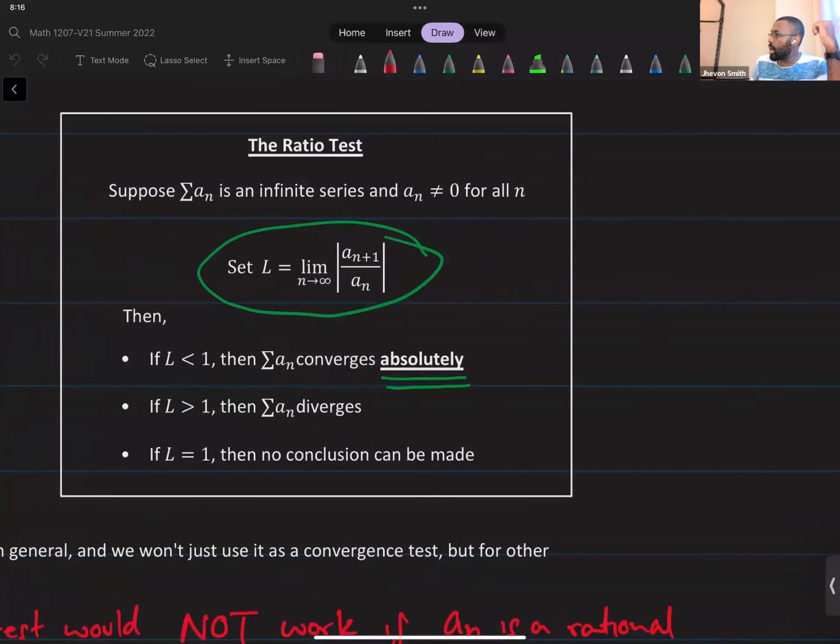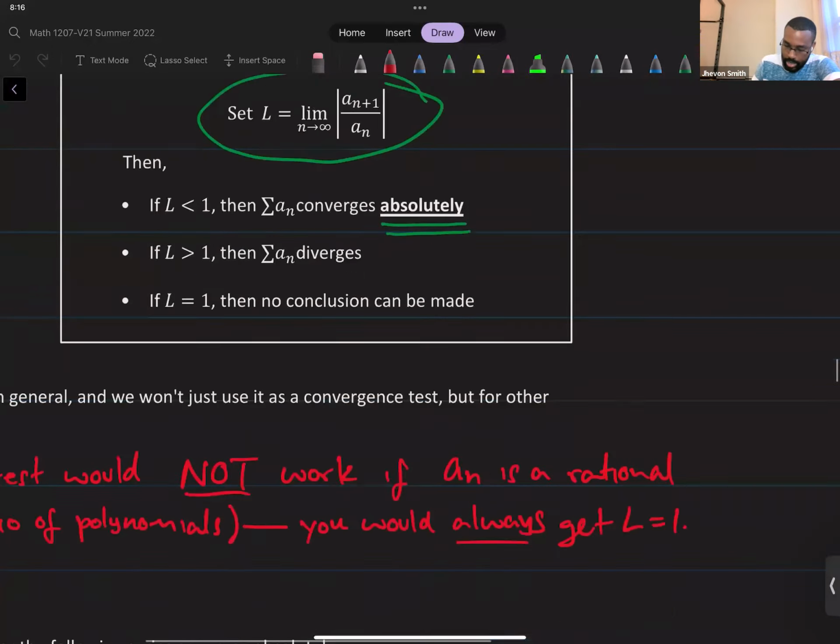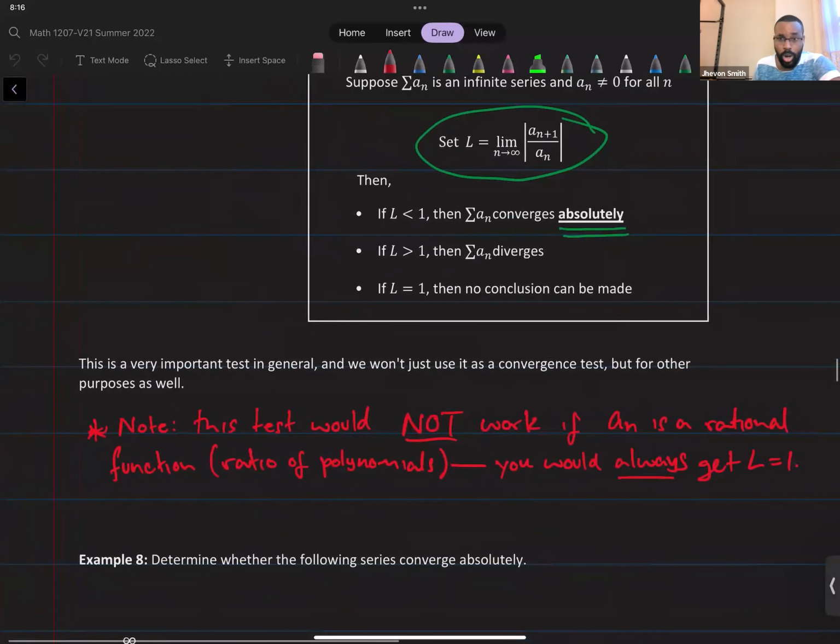So theoretically speaking, there's no restriction on what you can use this test on, other than just making sure none of the terms hit 0. But an artificial restriction is: don't use it on a series that's a rational expression, because you're not going to get anywhere. You're just going to waste your time getting to a point where you're like, well, no conclusion, guess I should try something else, when you should have known that from the beginning. So that's something I just want to mention. You'd always get L equals 1 in a rational expression.